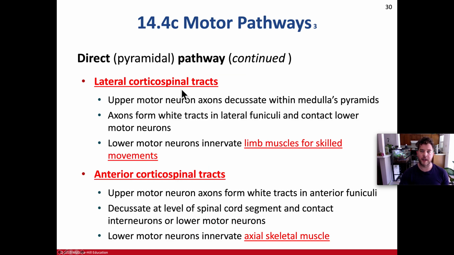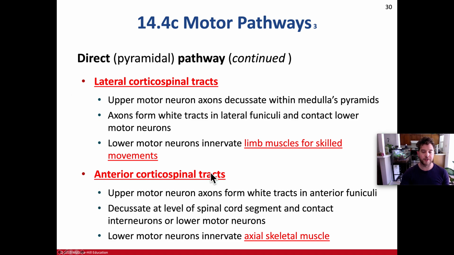The lateral corticospinal tract, so again, corticospinal, so going from the cortex to the spine. That means it's descending, that means it's motor. The lateral corticospinal tracts innervate the upper motor neuron, the lower motor neurons innervate the limb muscles for skilled movements. So limb muscles, arms and legs, for skilled learned movements. Juggling, unicycling, hula hooping, whatever it may be. Skilled writing, I guess, is a more common one that we all do. Those skilled movements are going to come from this lateral corticospinal tract.